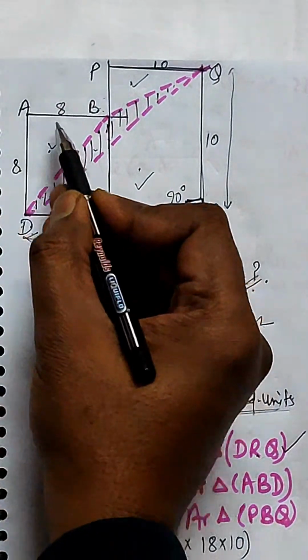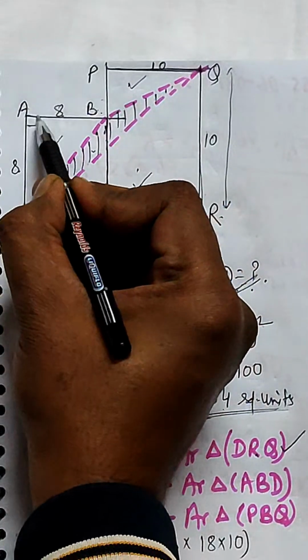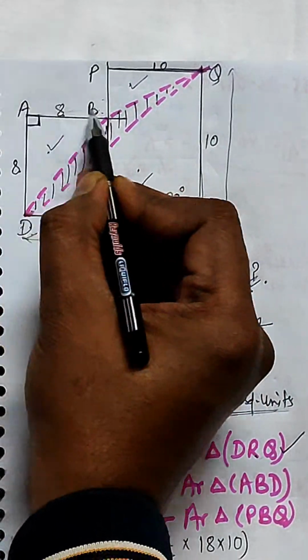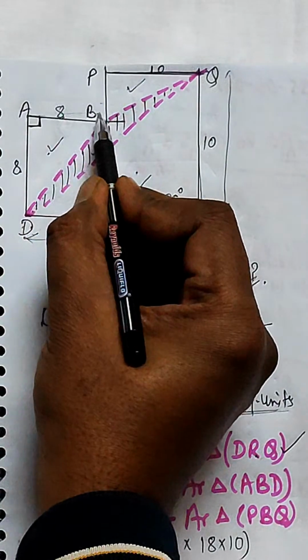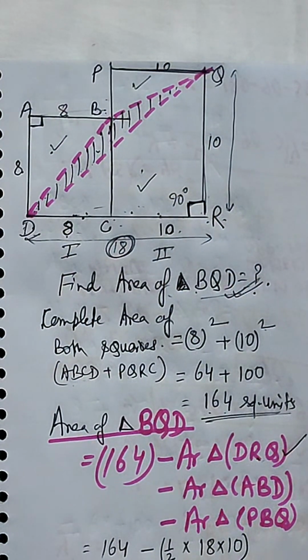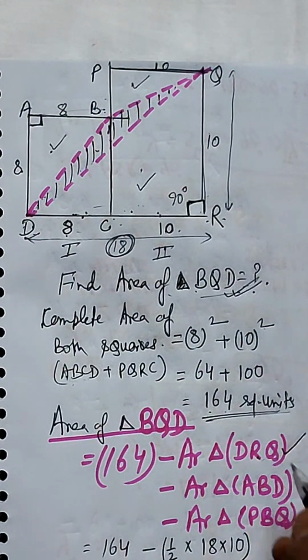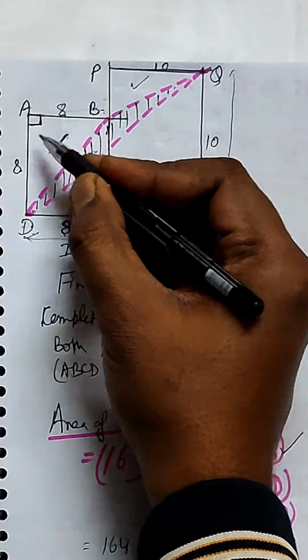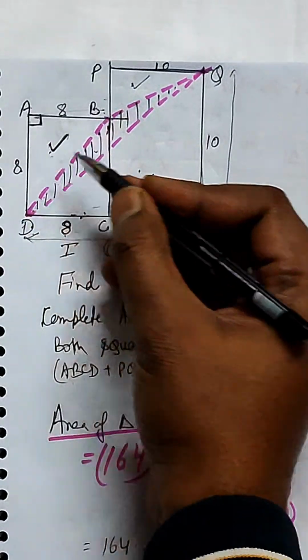8. And what is the height? 8. Because this is 90 degree, we can say this is the height. And if you consider AB as base, then AD is the height. So half into 8 into 8 is the area of triangle ABD, this one, triangle ABD, right?